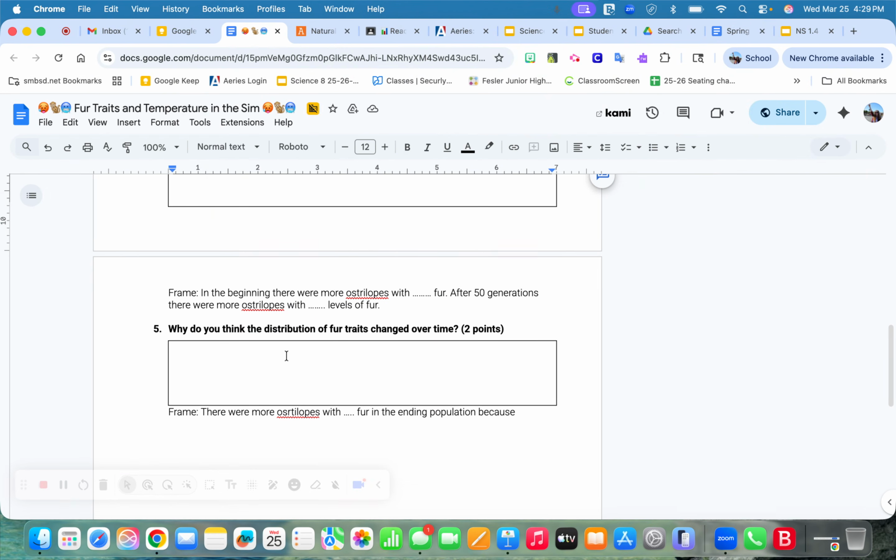Why do you think the distribution of traits changed over time? There were more Australopes with a blank kind of fur at the end, and I just want to see your thinking here. As long as you give me a reason, you're going to get your points. It's what we're still learning, so I just want to see some thinking. All right, that is the assignment.